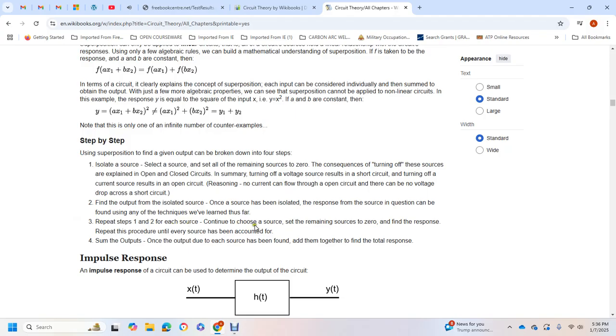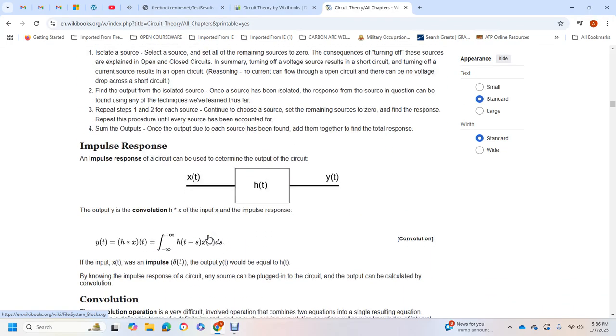Repeat steps 1 and 2 with each of the sources. Choose a source, set the remaining sources to 0, and find the response. Repeat the procedure until every source has been accounted for. Once the output due to each source has been found, add them together to find the total response. Impulse response.